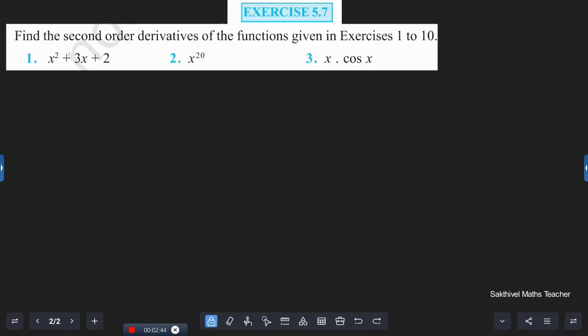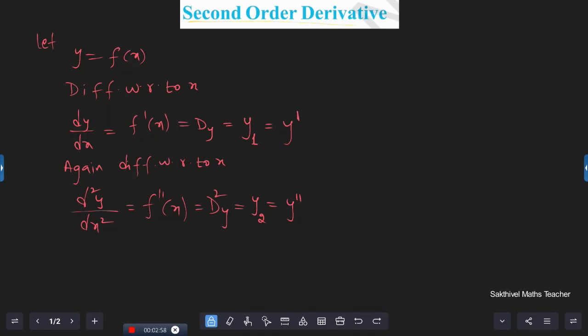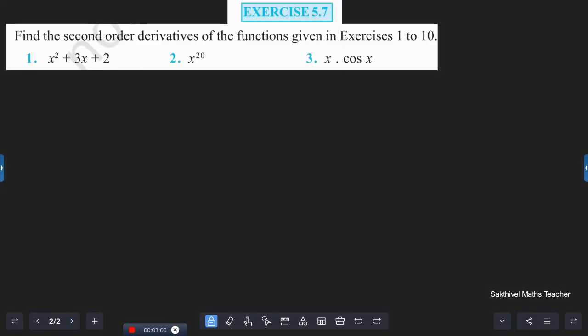And next page, 5.7 exercise we are starting. You should write this page also, I said. This is the introduction. 5.7: find the second order derivatives of the function given in exercises 1 to 10. From question number 1 to 10, we should write the double derivatives. So first I am taking question number 1, y equal to x square plus 3x plus 2.